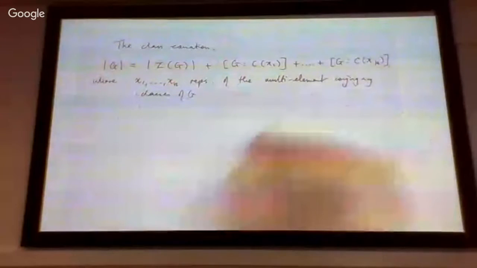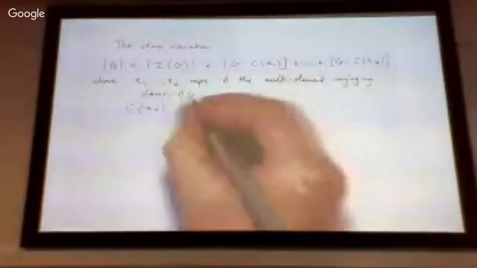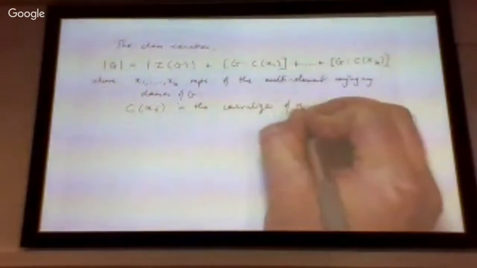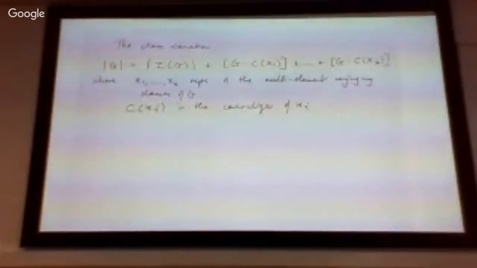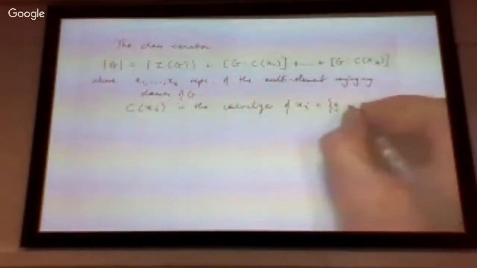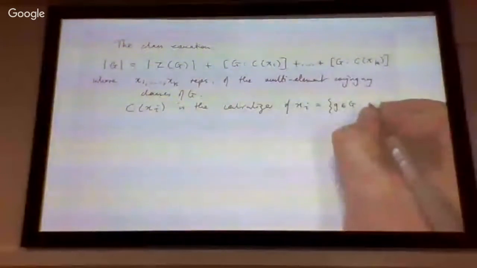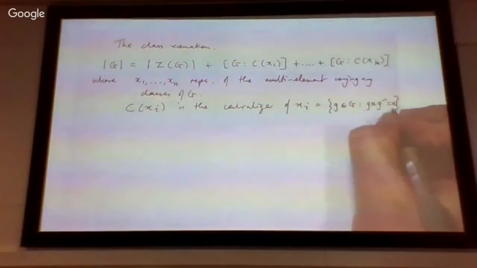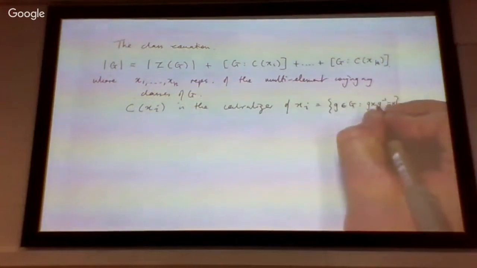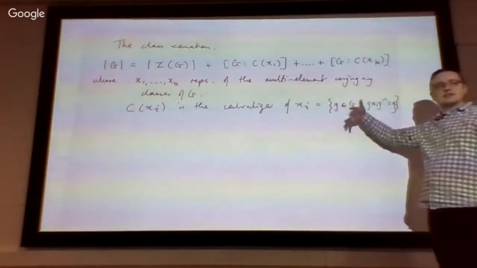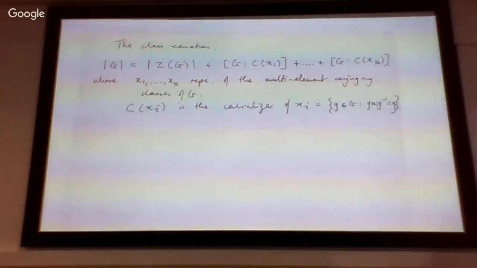Next. The centralizer of xi is equal to the set of g's in G such that g x g inverse equals x. This is basically the stabilizer of xi. Except when we're talking about the action by conjugation, we call the stabilizer the centralizer.